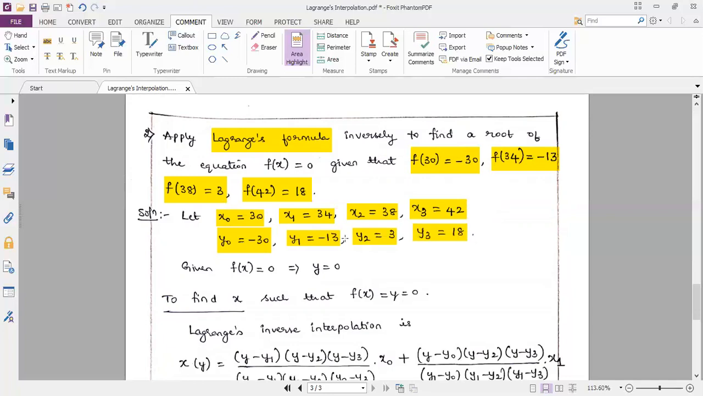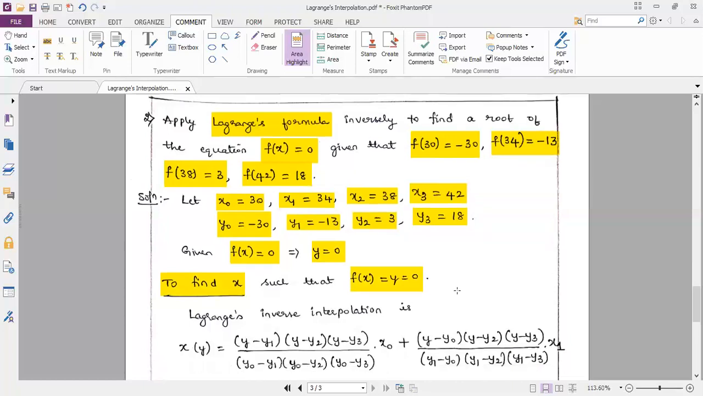Observing the values of x, they are at equidistant values. Still, the Lagrange interpolation formula is applicable. And the inverse Lagrange interpolation formula is the only method we use in numericals to obtain the value of x when y is known to us. So here it is given that f of x is equal to 0, which implies the y value is equal to 0. So our aim is to find the value of x such that y is equal to 0.